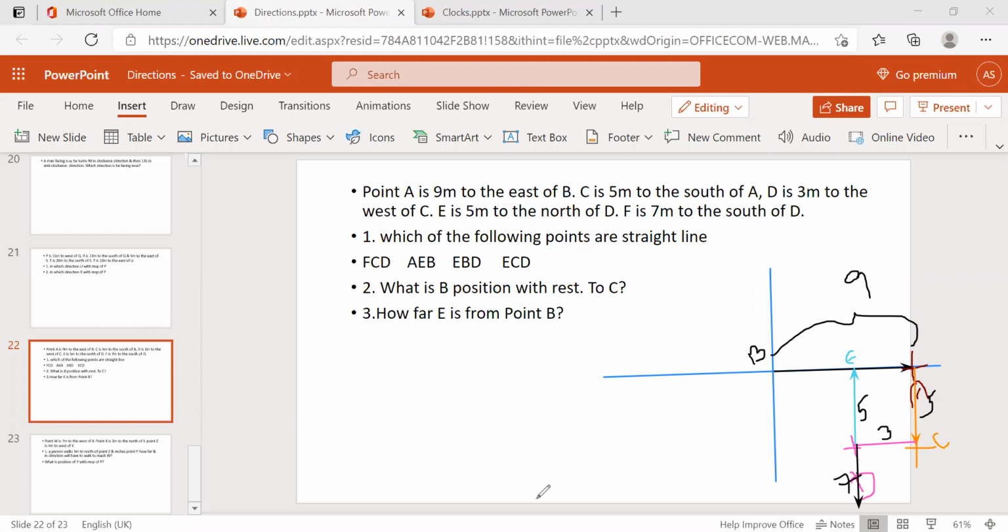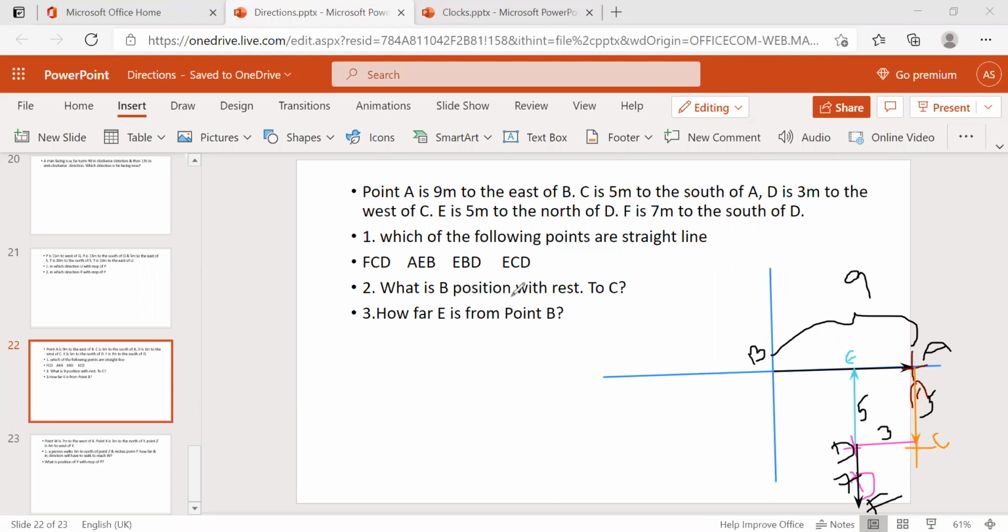Now what's the first question they're asking? Which of the following points are in a straight line? FCD: F is here, C is here, D is here. No. AEB: A is here, E is here, B is here. Okay. And check another one, EBD. No. ECD. No.